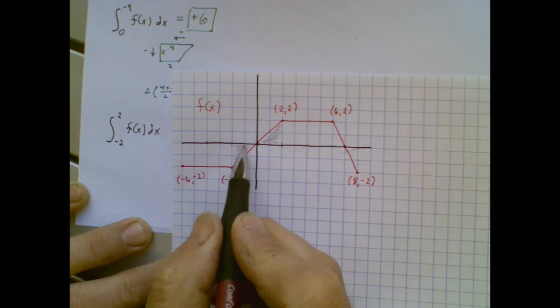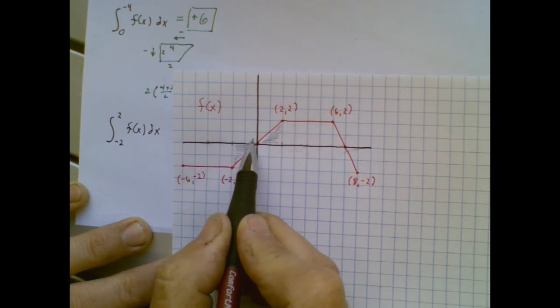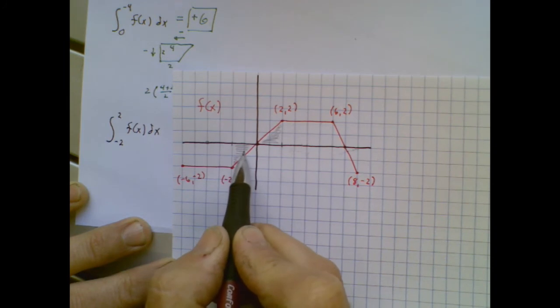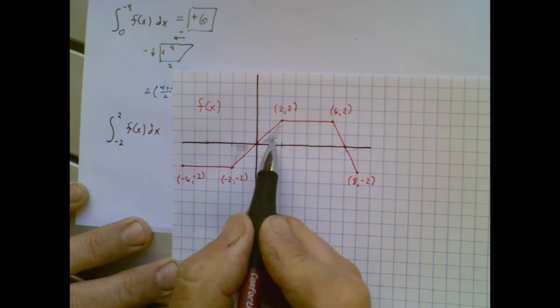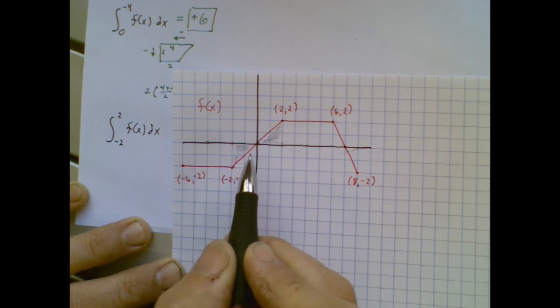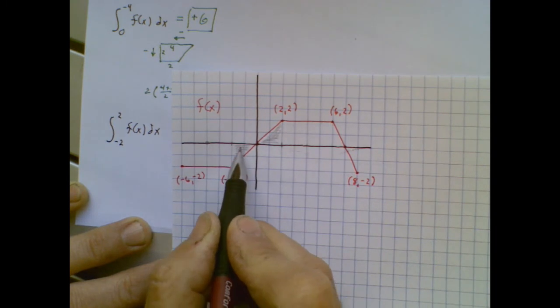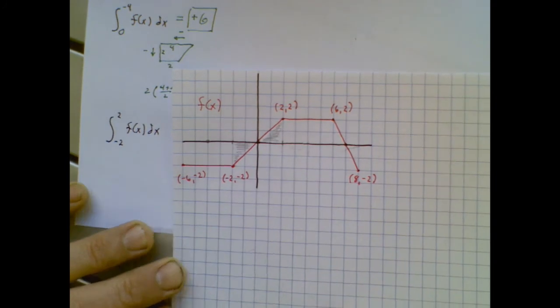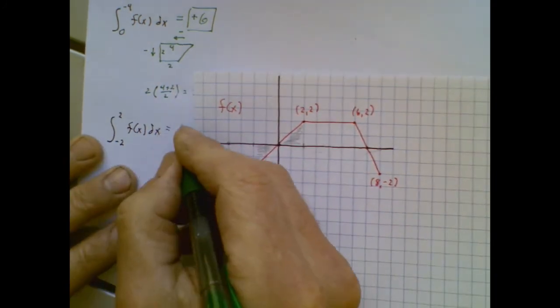What I have is a travel to the right the whole way, a certain amount of area below the x-axis, a certain amount of area above the x-axis. But because of this function, this region and this region have the same amount of area. So it's a negative something and a positive something. My final answer is going to be 0.